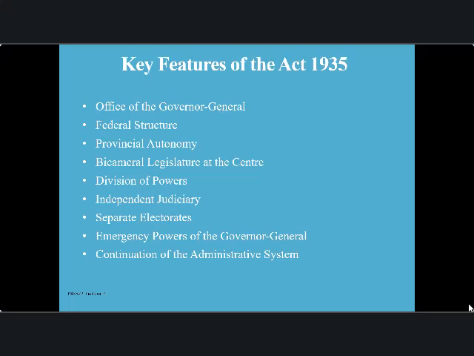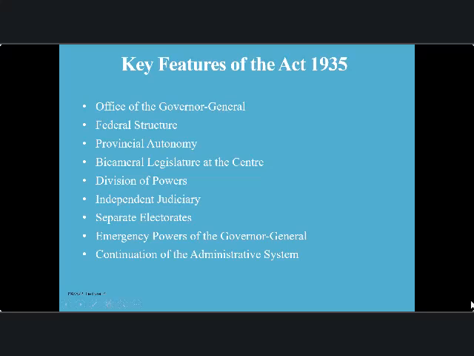Now the division of powers. The Act clearly divided legislative powers into three lists. Number one, the federal list, subjects controlled by the central government, यानी मरकज़ के इख्तियारात इसमें डिस्कस किए गए थे. And two, the provincial list, subjects controlled by the provinces, सूबों के इख्तियारात डिस्कस किए गए थे. And third, the concurrent list, subjects shared by both. This framework guided Pakistan's earlier legislative system.